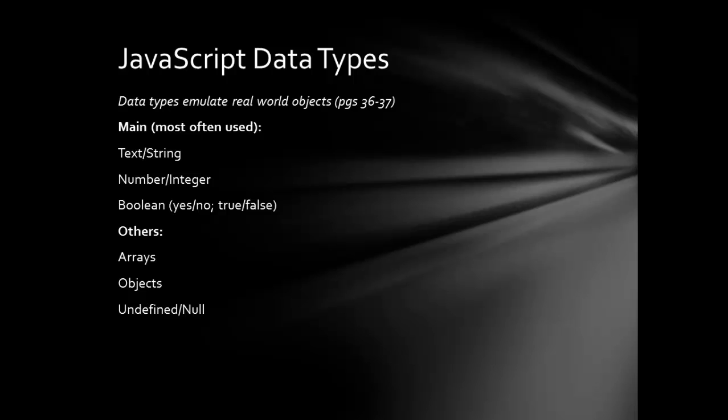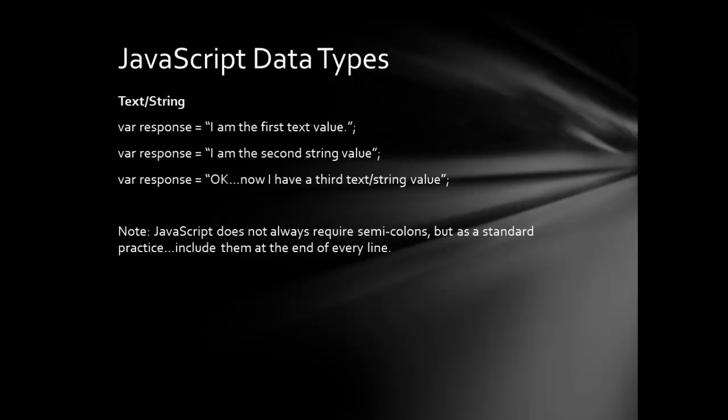Now, the ones you're going to use the most often are text or string, number or integer, and Boolean. You're also going to work with arrays quite often and objects, but that will be later on in the semester. And then there are some specialized ones, undefined and null, which means they don't really have a data type, but they just haven't been defined yet. But the first three you work with the most: string, integer, Boolean. So let's talk about each of these.